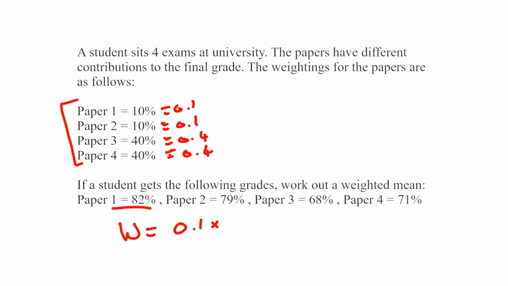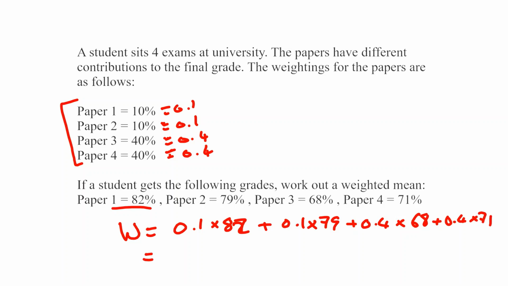So the first paper only counts for 10%, so it'll be 0.1 times what they scored in it, so 82. Paper 2, 0.1 times 79. Paper 3, 0.4 times 68. And paper 4, so it'll be 0.4 times 71. Again, we can just put this into our calculator. We'll end up with a value of 71.7. So that would be their average between the papers where their weighting is not the same.